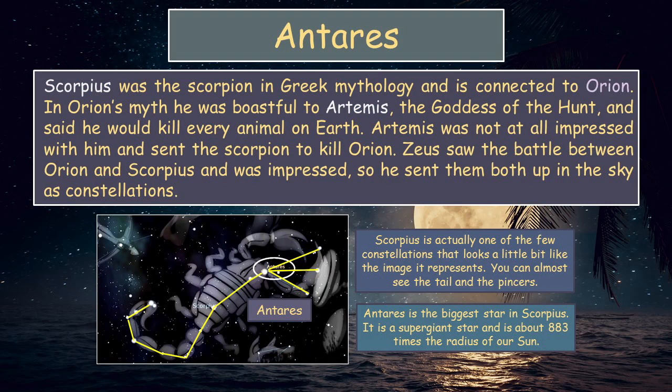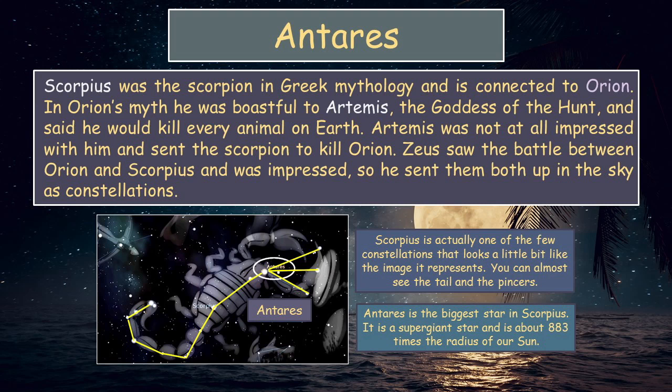Scorpius was a scorpion in Greek mythology and is connected to Orion. In Orion's myth, he was boastful to Artemis, the goddess of the hunt, and said he would kill every animal on earth. Artemis was not at all impressed with him and sent the scorpion to kill Orion. Zeus saw the battle between Orion and Scorpius and was impressed. So he sent them both up into the sky as constellations.